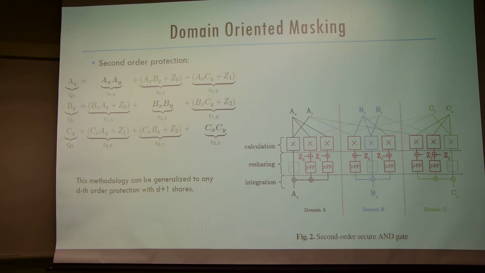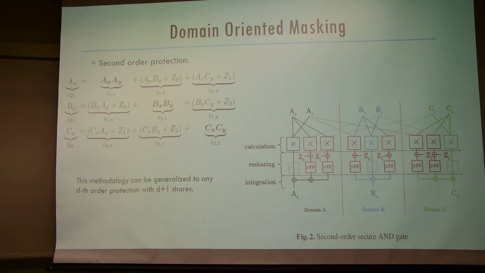Why do I not have the flip-flop for the inner domain? No, because for inner domain operation, everything is in the domain itself. So you don't have cross-domain information. So no matter how you do computation in the domain itself, there is no information leakage.